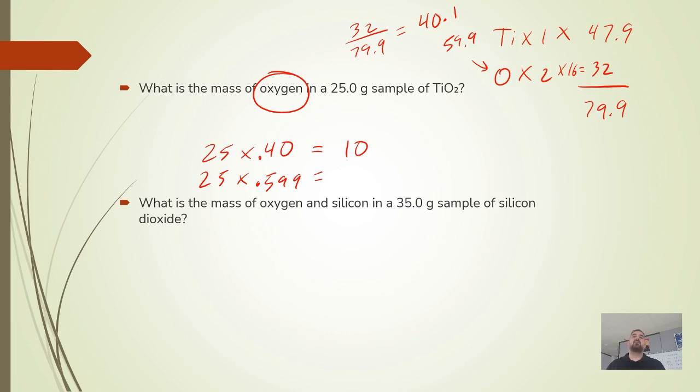This would have been the 47.9 divided by 79.9. So 47.9 divided by 79.9. You can plug that into your calculator. That's going to give you 59.9. What did you get when you did that? Or did you skip it?